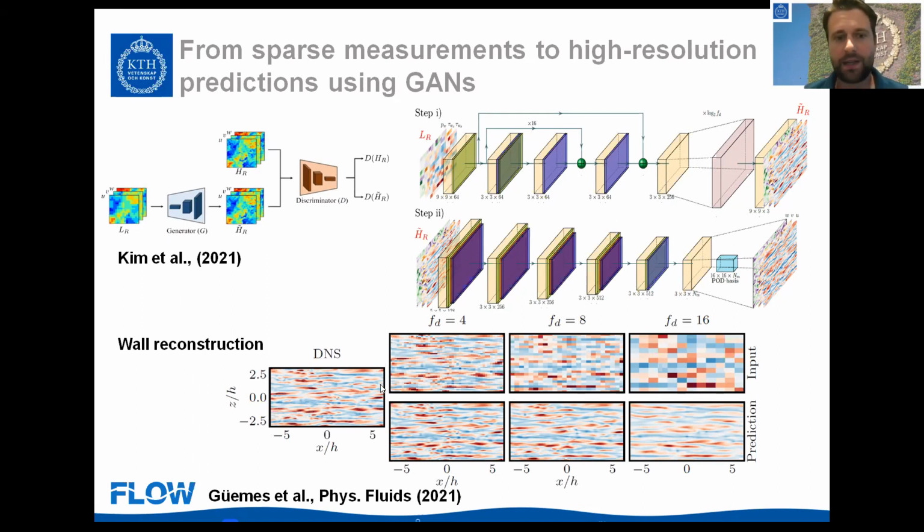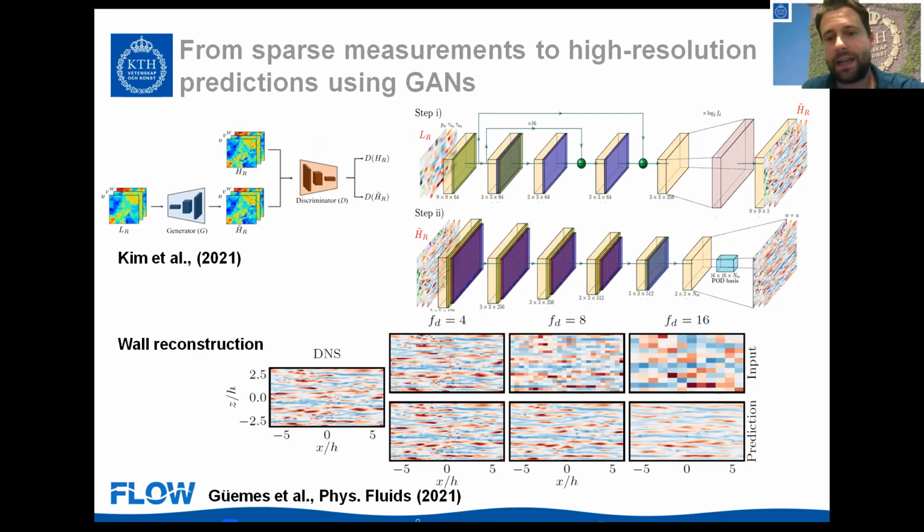And what I'm showing here is the information at the wall. This is the instantaneous wall shear stress in the streamwise direction. The DNS is the reference. And on the first row, I am downsampling in space. So I'm downsampling in each of the two directions. This is a factor of 4 in each direction coarser, a factor of 8 in each direction coarser, and a factor of 16 in each direction coarser. And this would be similar to just having a few sensors at the wall.